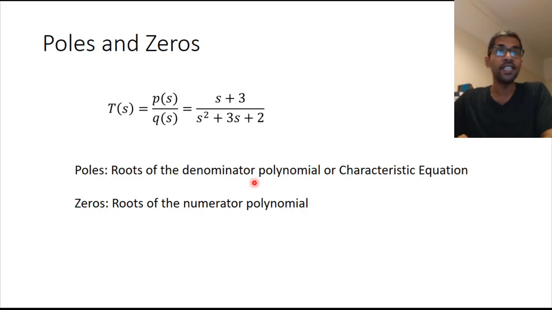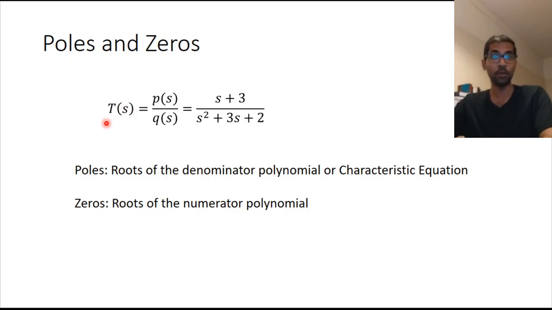Now, the poles of a system are the roots of the characteristic equation or the denominator polynomial. So the poles of this transfer function or this system are the roots of this equation s square plus 3s plus 2. One of the reasons why this is called poles is to think about what happens when this polynomial becomes 0. The roots are the values of s for which this polynomial becomes 0. So when this polynomial becomes 0, what's the value of the transfer function?